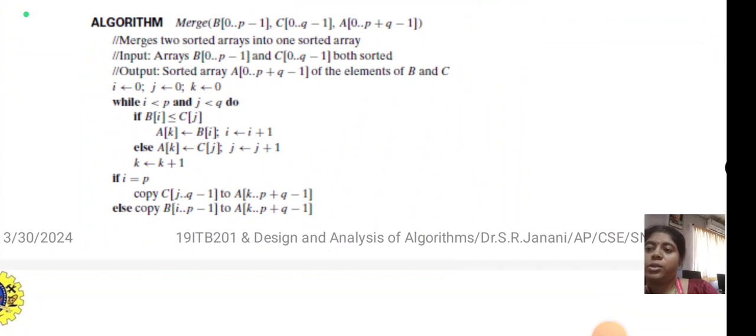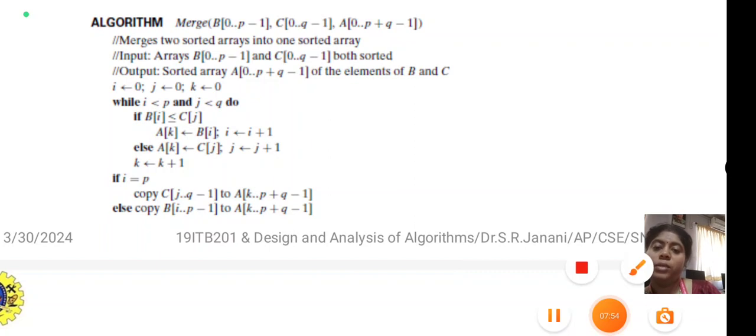So initially the process was done up to the kth position. If i equals p, meaning it reaches the end of the b array, then we copy the remaining c array elements to the kth position, else we copy the remaining b array elements. So this is how merge sort works. We have worked out both algorithms. Thank you.